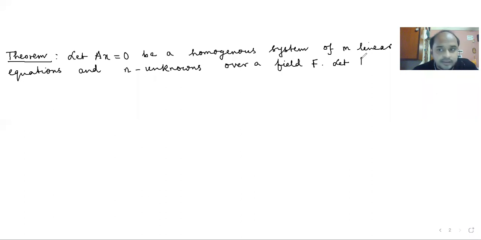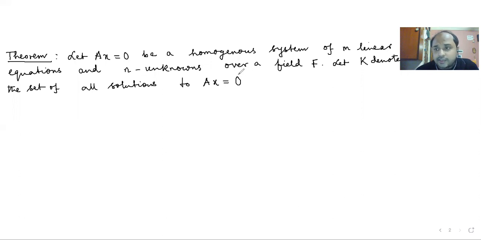Let capital K denote the set of all solutions to Ax equal to 0. Here this 0 is actually the 0 vector, so it would be nice if I put 0 bar. This is not a scalar 0 they are talking about. Okay, then capital K is equal to the null space of La.